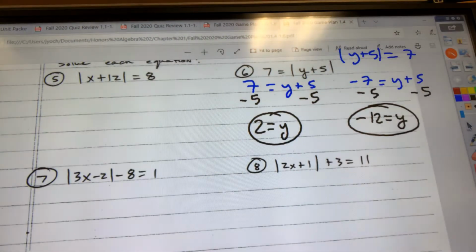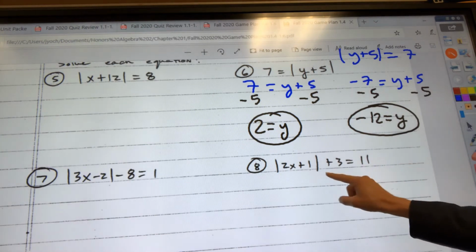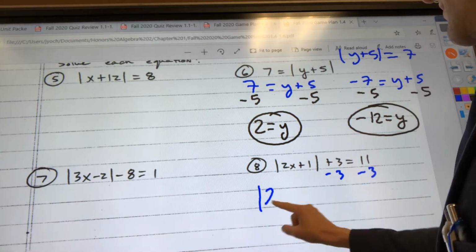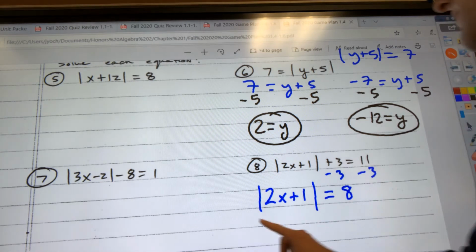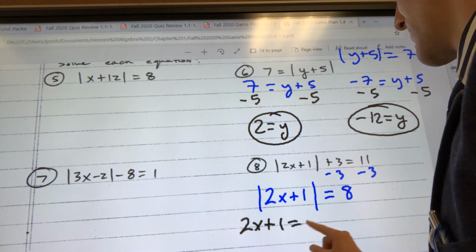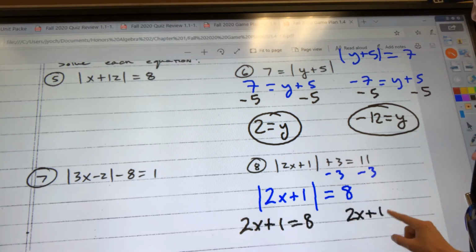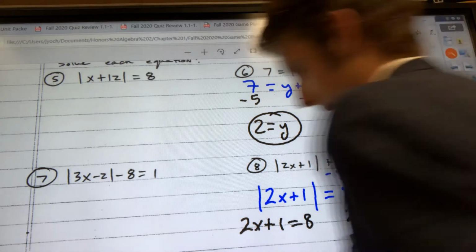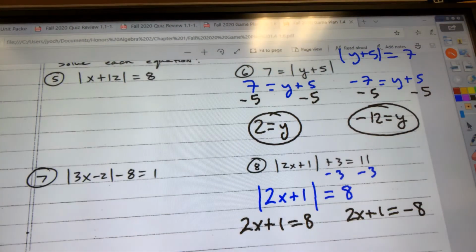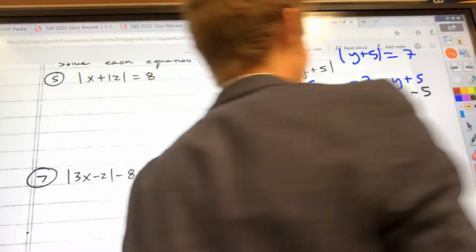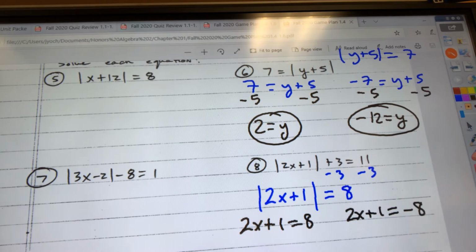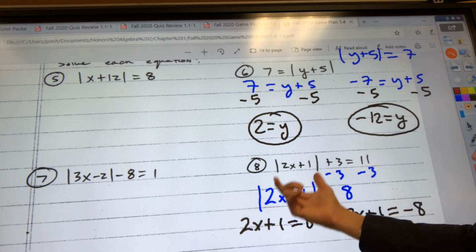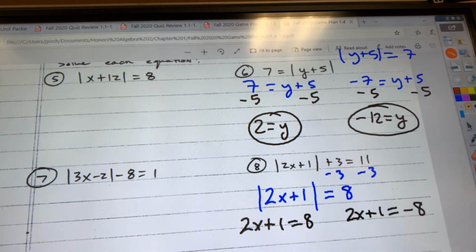Let's talk about 8. I'm going to subtract 3 from both sides. The absolute value of 2x plus 1 is equal to 8. So 2x plus 1 is equal to 8, or 2x plus 1 is equal to negative 8. Subtract 1, divide by 2 on both sides. Again, check it. Can you have a distance be equal to a negative 8? Can you have 8 as a distance? Yes. If that was a negative 8, that'd be no bueno. Again, it's all about absolute value here. Can you have an absolute value equal to 8? You can.